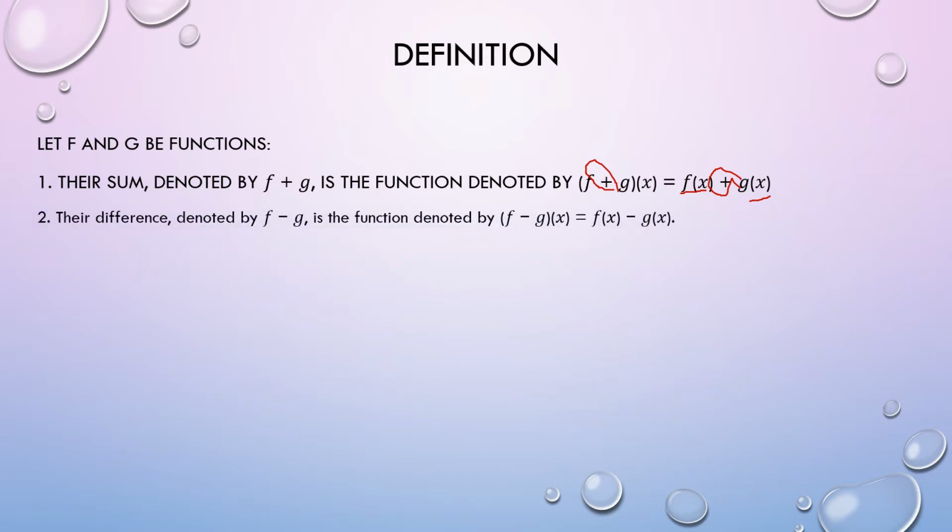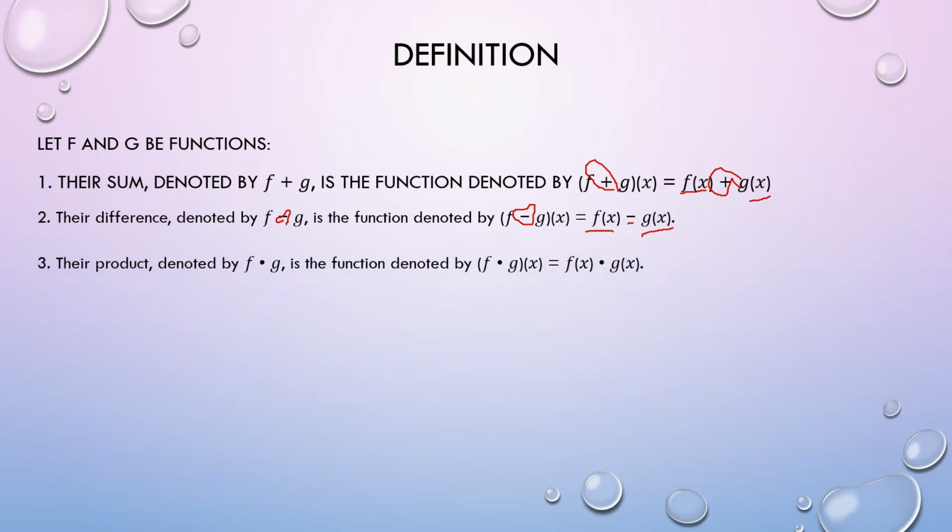Next, we have the difference, denoted by f minus g. You know this one, subtraction, is the function denoted by f minus g at x is equal to f of x minus g of x. So, if you see this symbol, subtraction, you know that is a subtraction of functions.